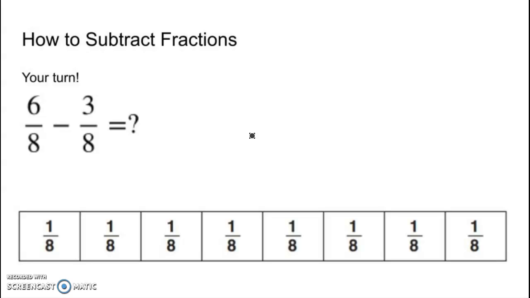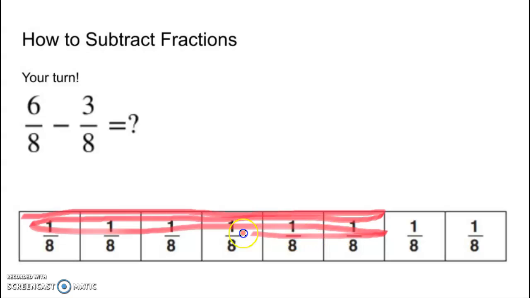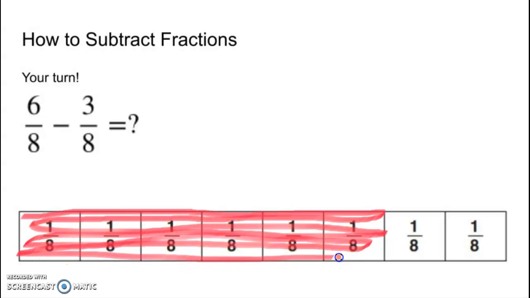All right, you're back. So let's go ahead and try to solve this together. It says here 6/8 minus 3/8 equals what? So let's go ahead and shade this in. 1, 2, 3, 4, 5, 6 of the 8. So we are starting with 6/8. And then it wants us to take 3 away. It wants us to take away 3/8.